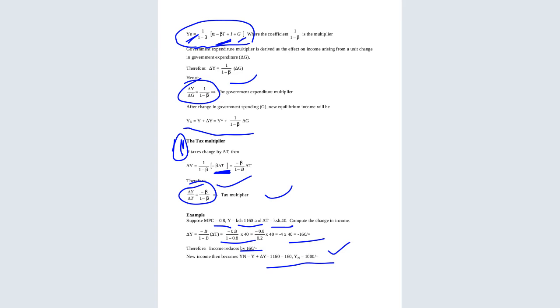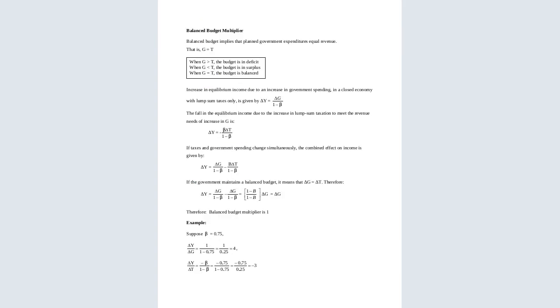So that is how we compute the multipliers, and we can move on and then look at what we refer to as the balanced budget multiplier. Now, the balanced budget multiplier simply means that the government expenditure should be equal to taxes. That is, the government expenditure is equal to the government revenue.